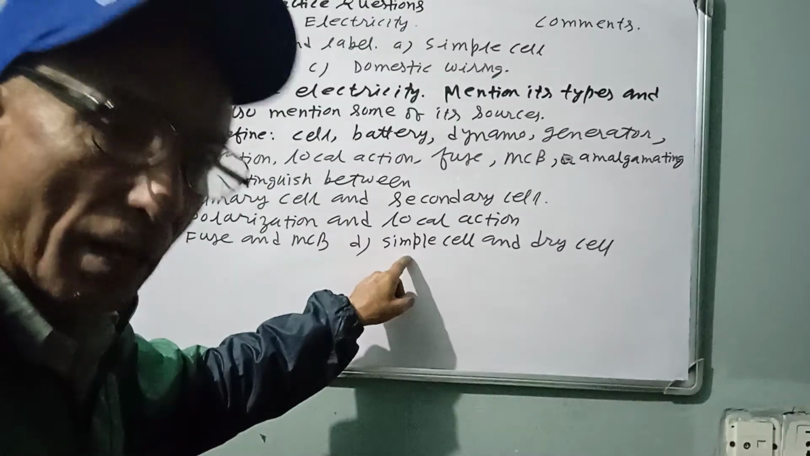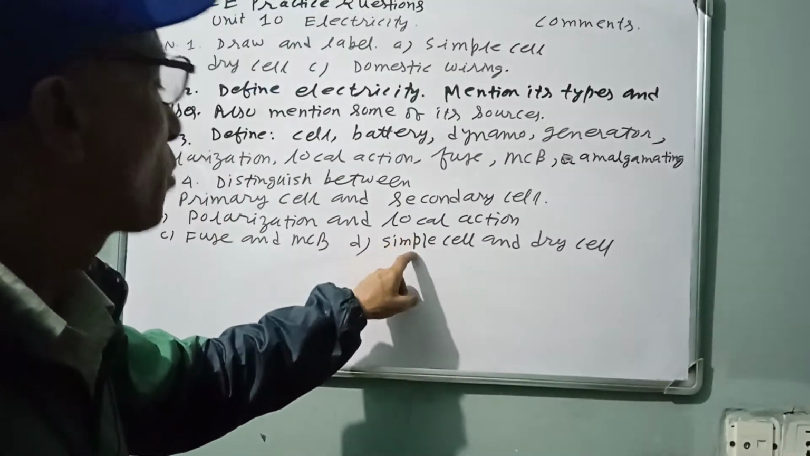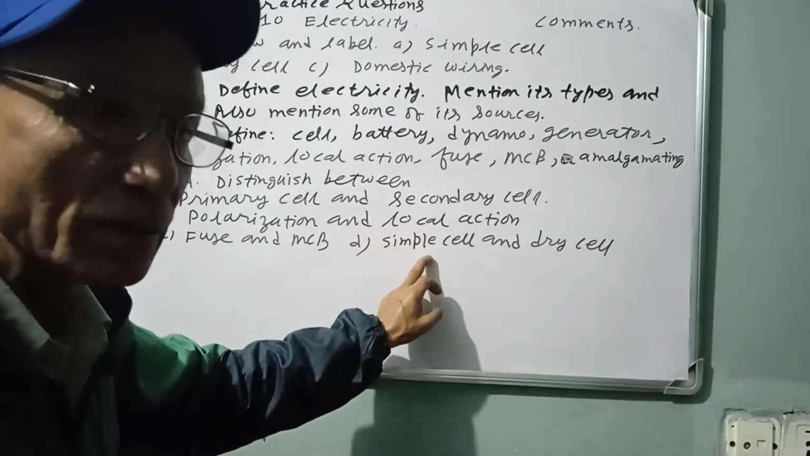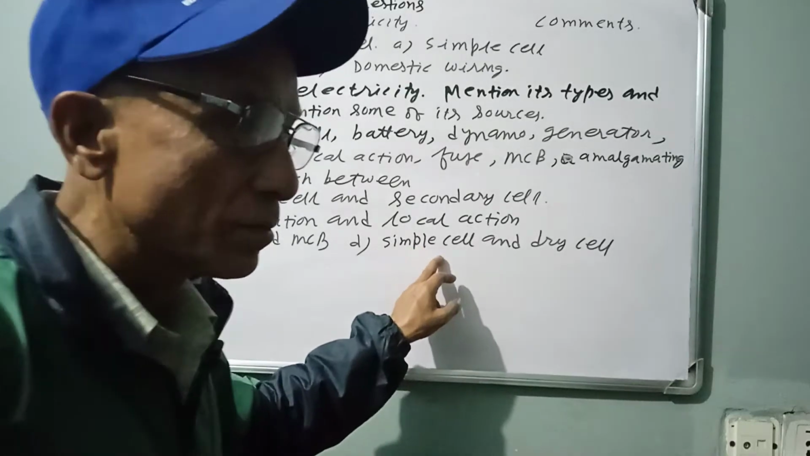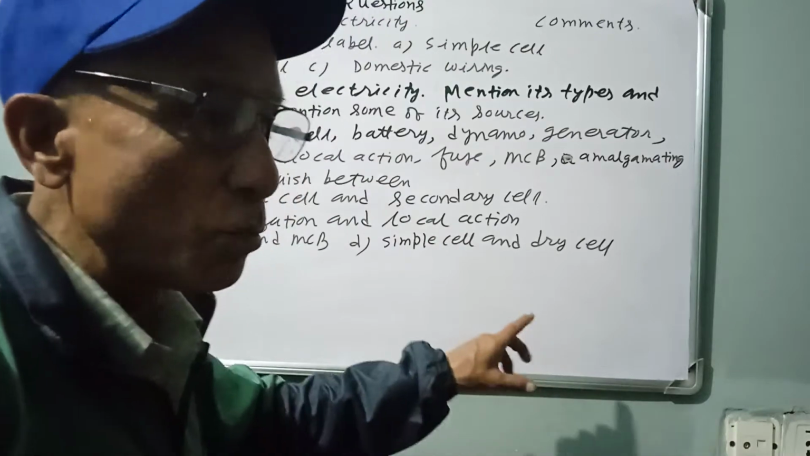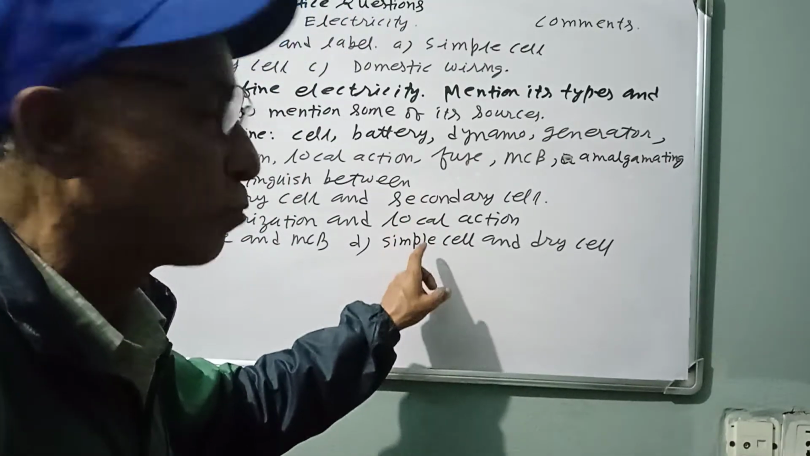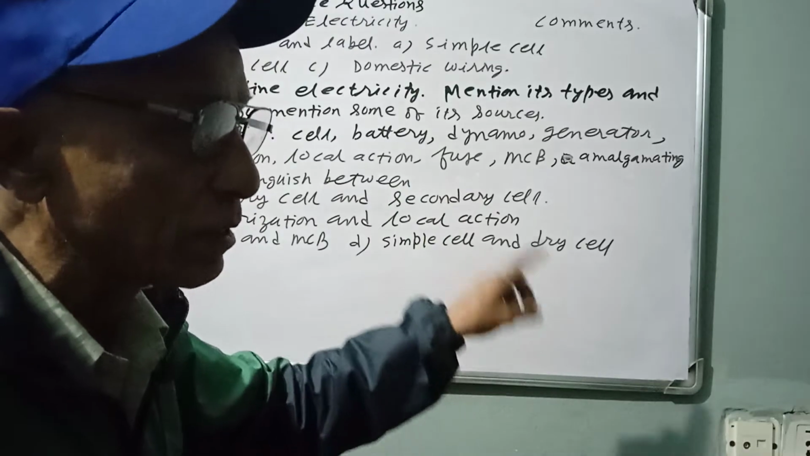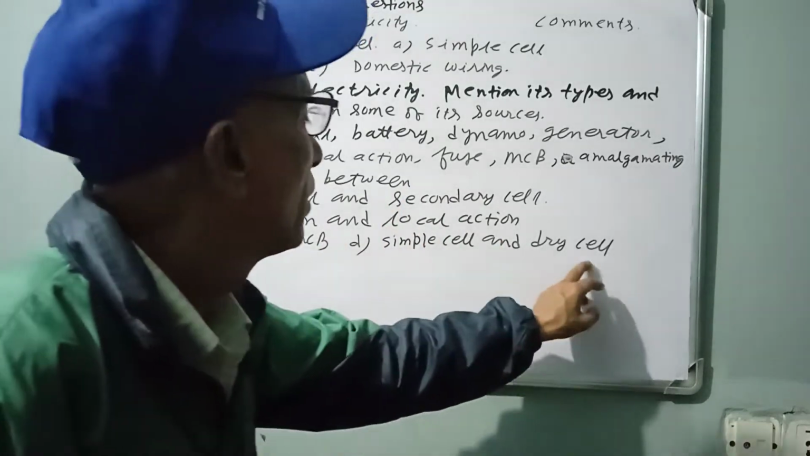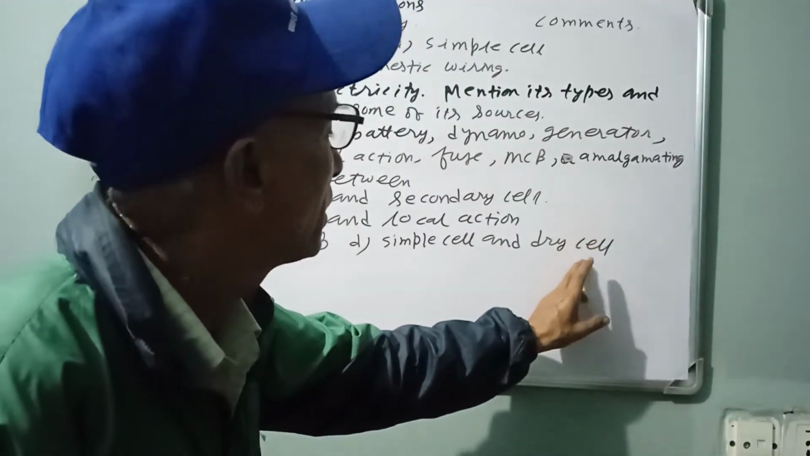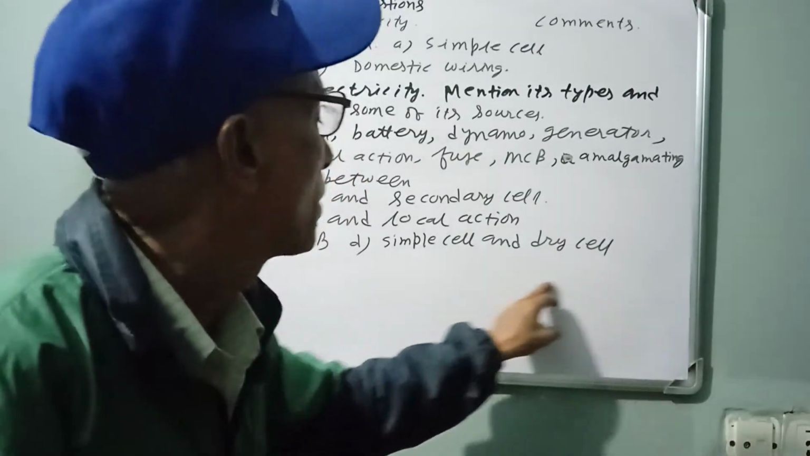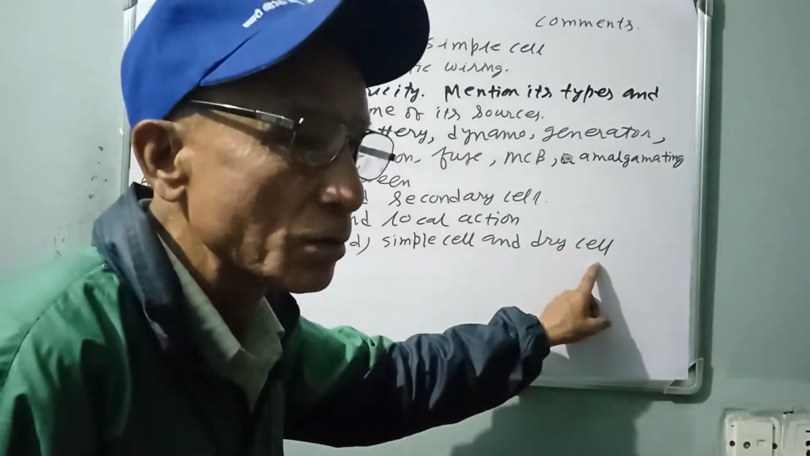A simple cell is heavy, not portable. It has 1 volt. It has 2 defects, polarization and local action, and it has dilute sulfuric acid. Voltage drops out like 1 volt, 0.9, 0.8, and so on down to 0. Dry cell is a little bit easier and much better. It is portable and easy. The simple cell has liquid; the dry cell has no liquid.